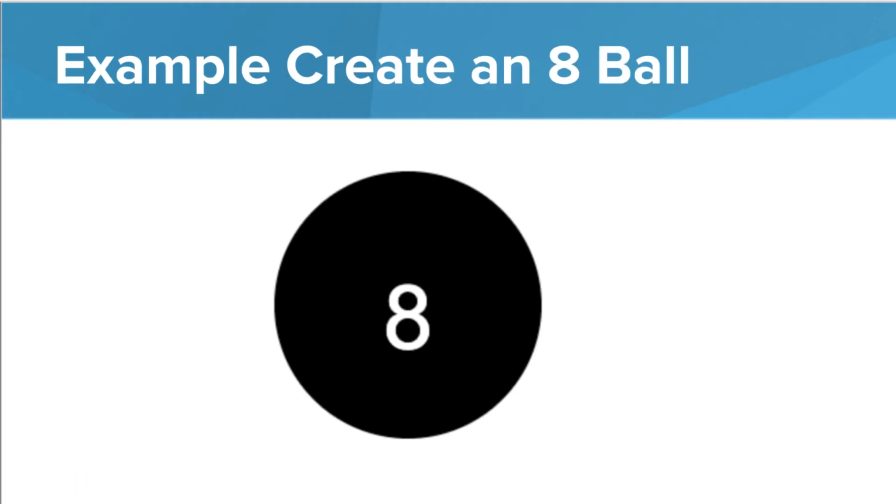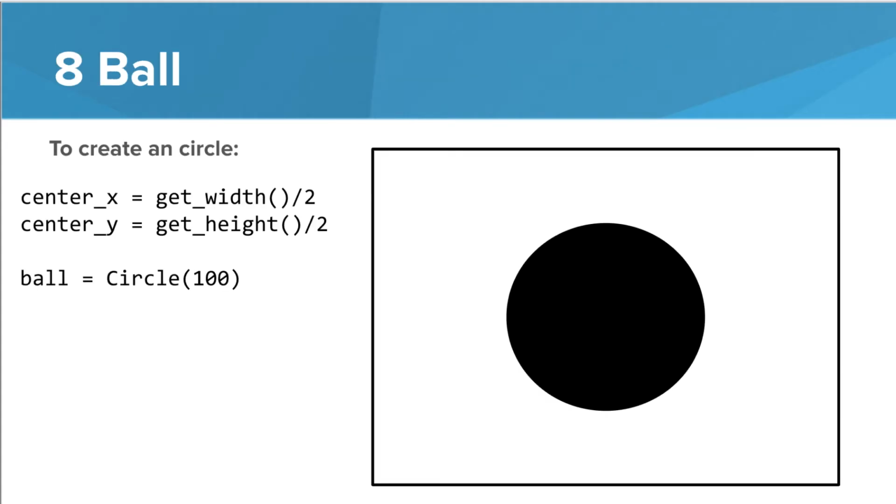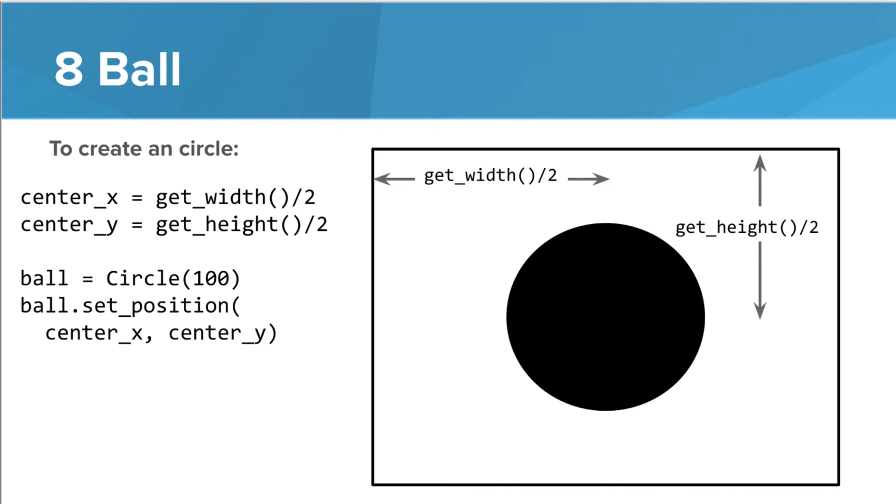So let's take a look at an example where we're going to create an 8-ball and center it on our screen. First, we're going to create a circle with a radius of 100. To place it in the center, we can use the getWidth and getHeight properties to help us find the center of the canvas. Since the circle position is the position of the center, we can then update the ball position to the center X and center Y positions.